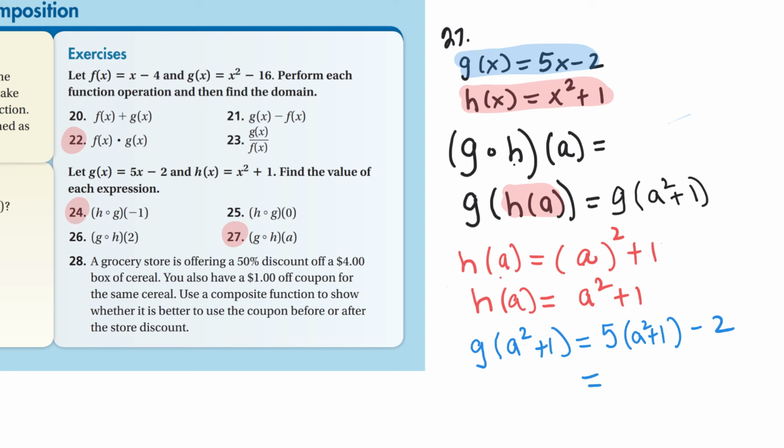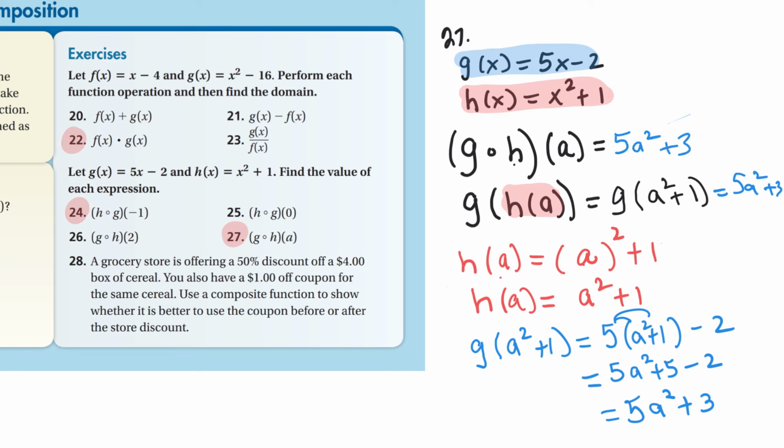And then we're going to go ahead and do some cleaning up. So you have 5. You do the distributive property. 5a squared plus 5 minus 2. So what do you have? 5a squared plus 3. So what comes out eventually? What is the final g of h of a? It's going to be 5a squared plus 3.